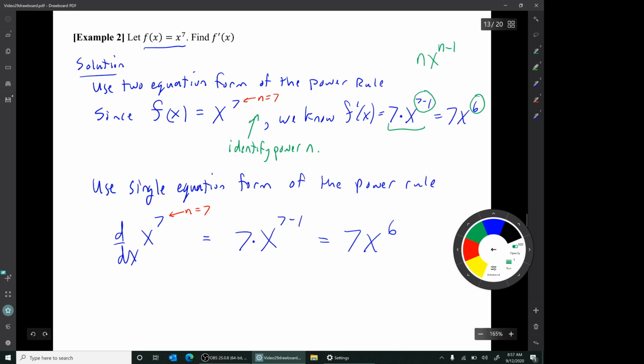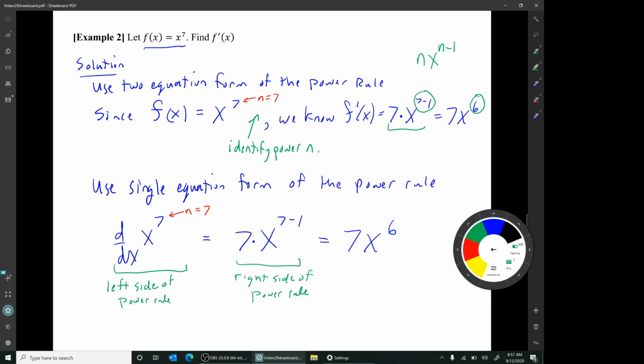Notice the format. I don't do anything to that original expression. I don't do any arithmetic on that expression. That's the left side of the power rule. And this is the right side of the power rule. On the left side of the power rule, there is a d over dx. On the right side of the power rule, there is no d over dx, and there is this arithmetic going on with the exponent. So the arithmetic happens on the right side of the power rule. The d over dx happens on the left side of the power rule.